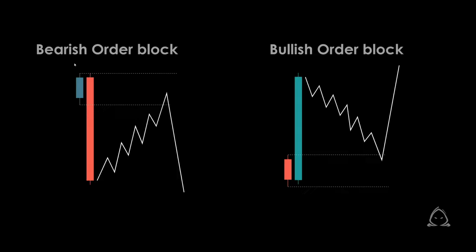If we're looking at a bearish order block, what we will see is a move up, which then follows a large impulsive move to the downside or series of moves to the downside that breaks structure. A bullish order block is the flip. You'll see a down move and then a large impulsive move or series of moves that break structure.